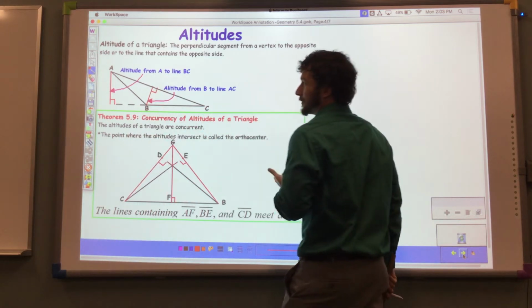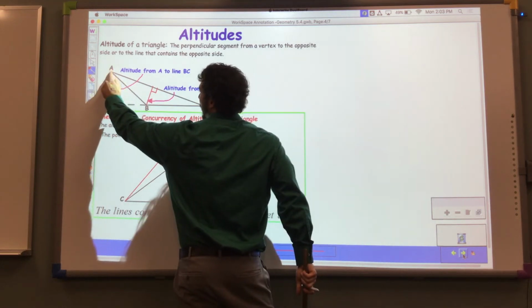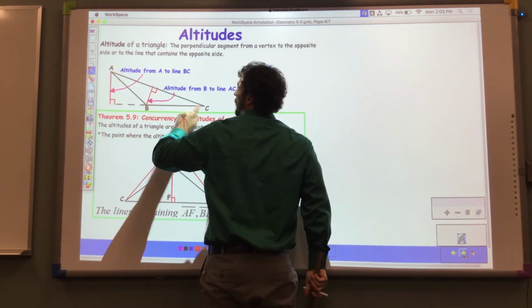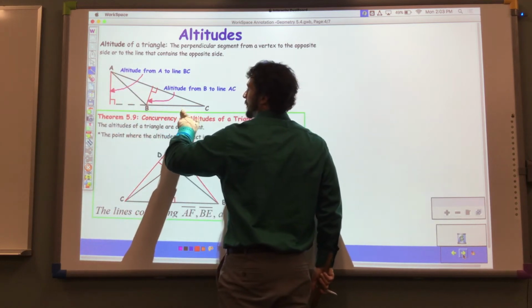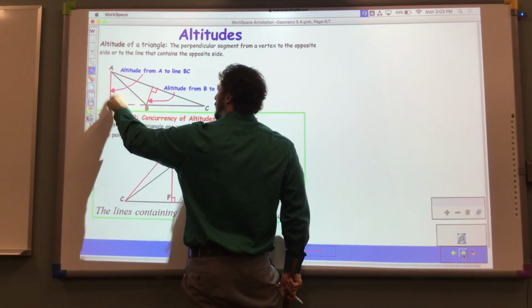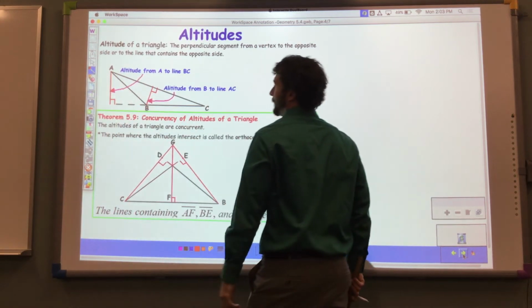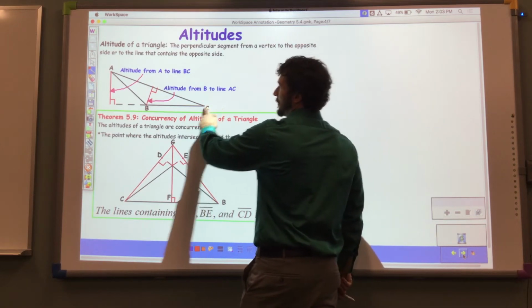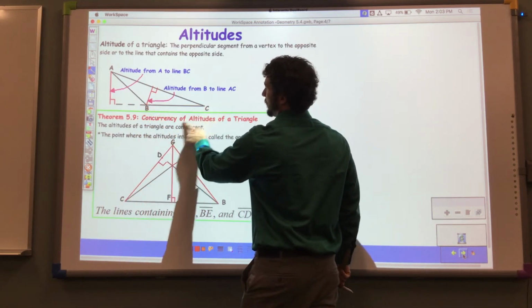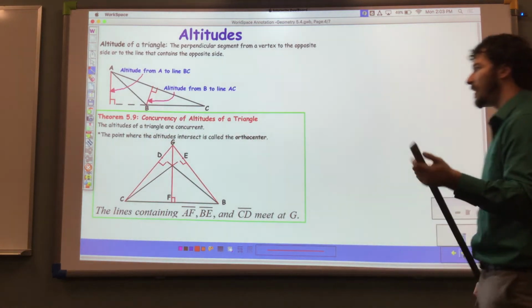Now, an altitude could also be outside a triangle, because if you want to draw the altitude from A, well, BC is the opposite side. Clearly, you can't draw a segment from A to BC that would be perpendicular. So BC gets extended out in order to draw that altitude. So this altitude actually lies outside the triangle. The altitude from C would also lie outside the triangle. You would have to extend this one and make a 90 right here. Okay, so only 2 of the altitudes are shown in that picture.